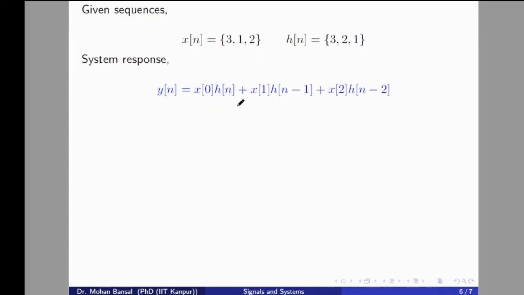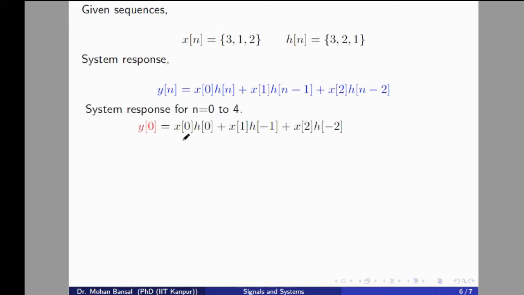Now y[n] is equal to x0 h[n] plus x1 h[n minus 1] plus x2 h[n minus 2]. Now we'll compute for n equal to 0. y0 will be x0 h0 plus x1 h minus 1 plus x2 h minus 2. Here we'll substitute n is equal to 0. So h0, h minus 1 we'll get from here, h minus 2 we'll get from here.